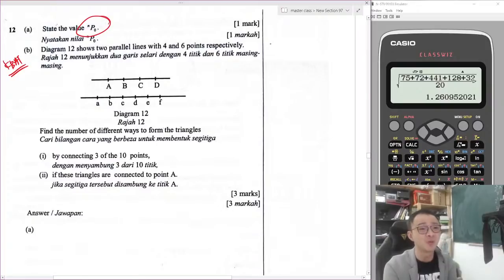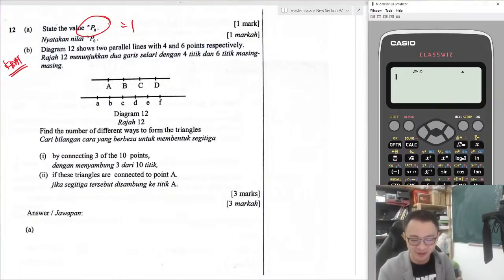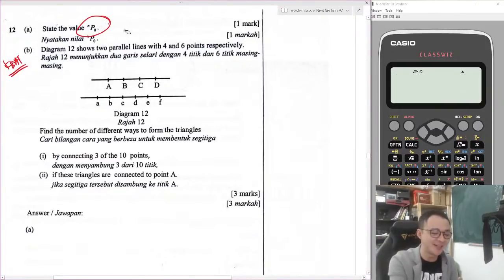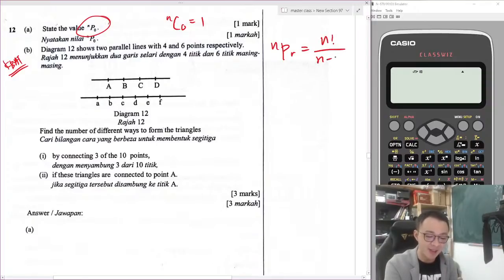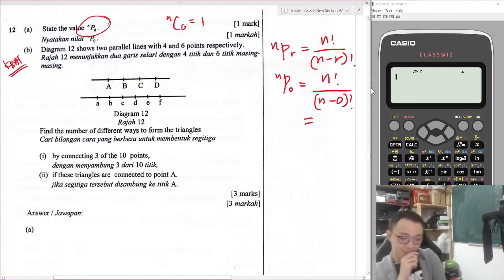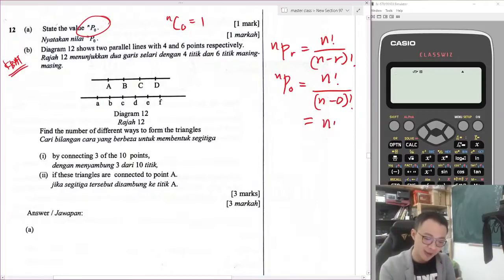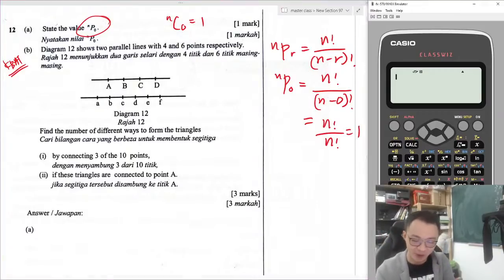MP0 is equal to 1. If you want to know why, you can try. No, sorry, that one is C. NC0 is 1. NP0 I think is equal to n, isn't it? Because NPR is n factorial over (n minus r) factorial. So NP0 is n factorial over (n minus 0) factorial, so it's n factorial over n factorial. I believe it's 1.